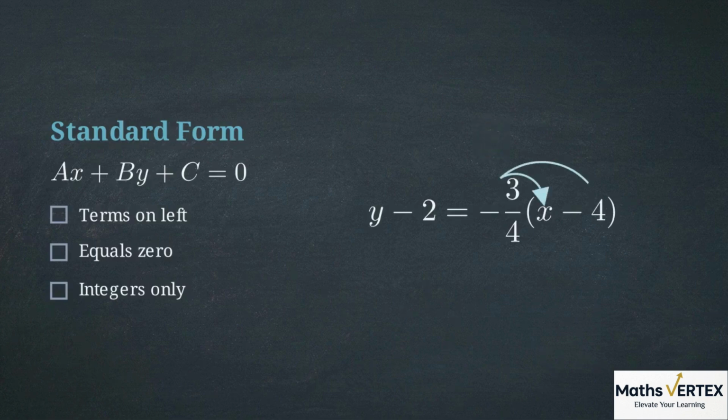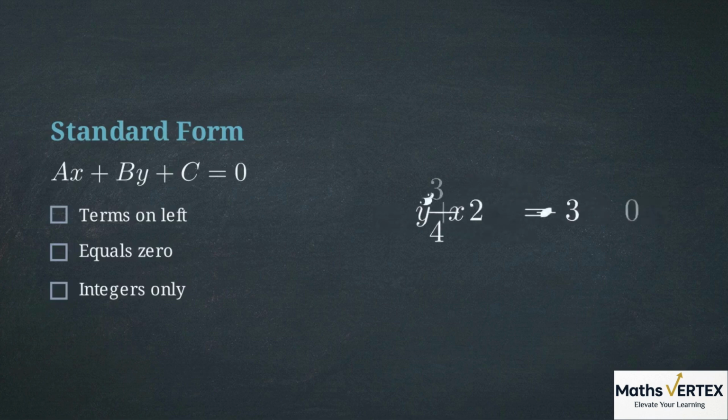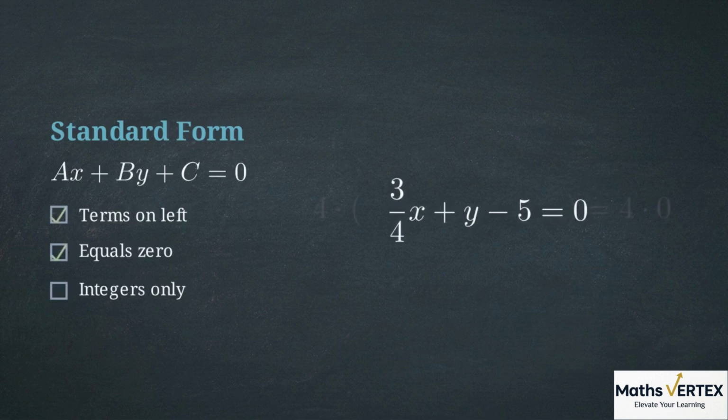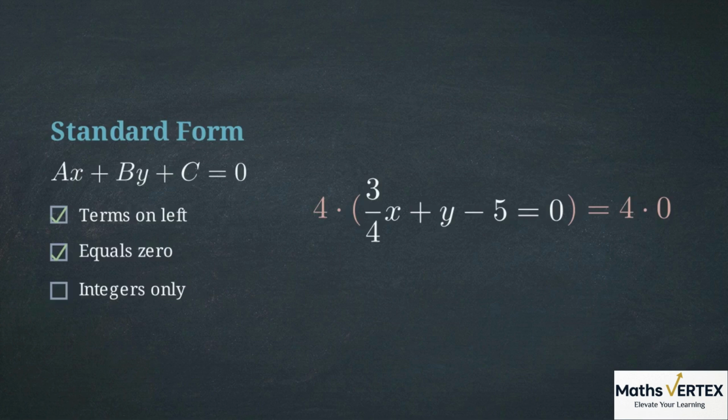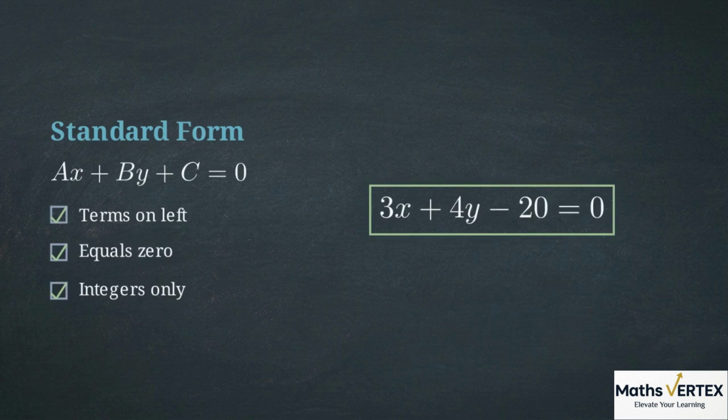Pause here and try expanding the bracket on the right side by distributing the fractional gradient. Distributing the -3/4 gives us -3/4 x plus 3, since multiplying two negatives results in a positive. Now we move every term to the left side. As each term crosses the equal sign, the signs reverse, leaving us with 3/4 x plus y minus 5 equals 0. To satisfy the integer requirement, we multiply the entire equation by the denominator, 4. This clears the fraction and gives us our final result, 3x plus 4y minus 20 equals 0.